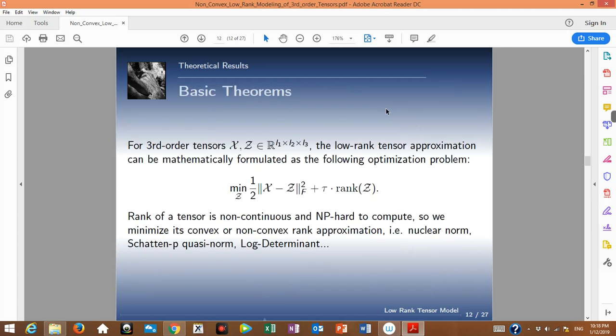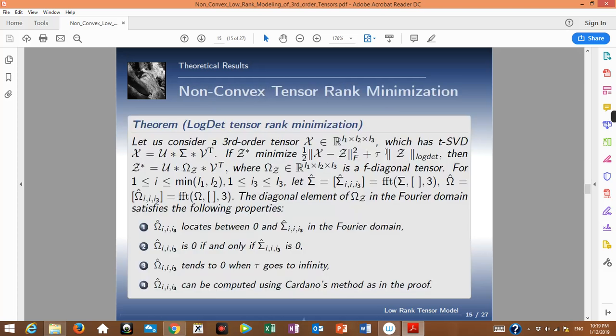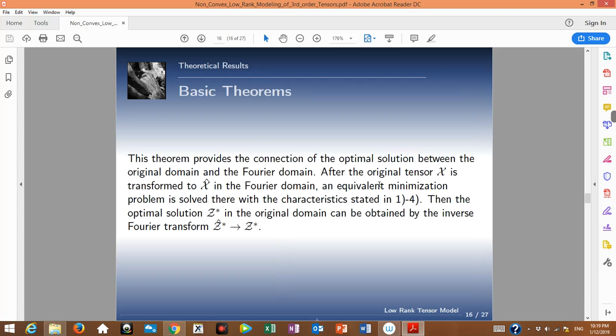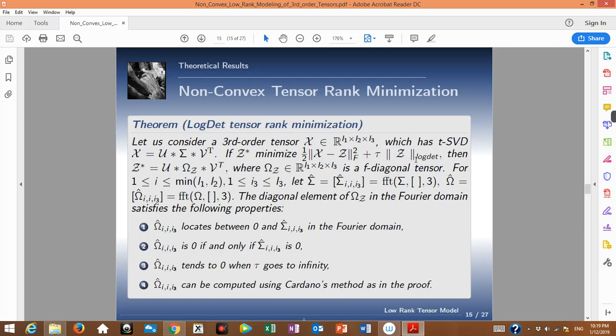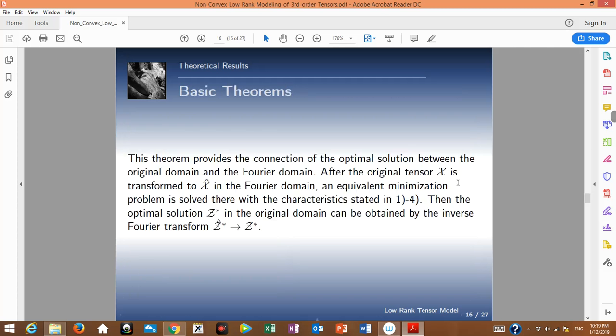So now we consider this tensor rank approximation problem. And here we replace the rank of Z by using log determinant. By using the TSVD, this optimization problem can be solved very easily. That is, firstly, we transform X into the Fourier domain, and then we can form an equivalent rank minimization problem in the Fourier domain. And this problem can be solved very efficiently in the Fourier domain.